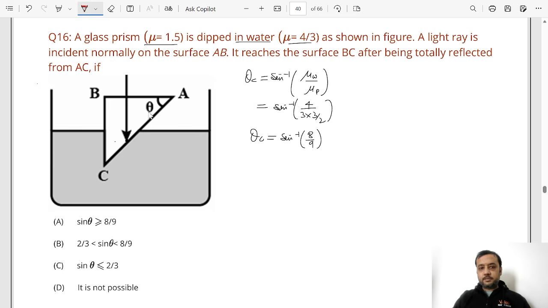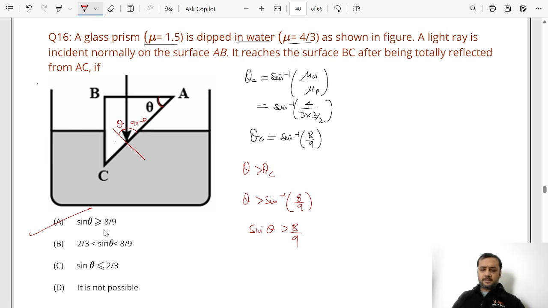Now what do we want? So basically if you say this angle is theta, so this angle will be 90 minus theta. So that means this is the angle of incidence, look, which is again theta. And if you want TIR to happen, this theta should be more than theta C. That means theta should be more than sin inverse of 8 by 9. Hence we can say that sin theta should be more than 8 by 9. So best option is A. For equal, generally speaking, the ray emerges out like this. Okay, but you can say for critical case, option A is best.